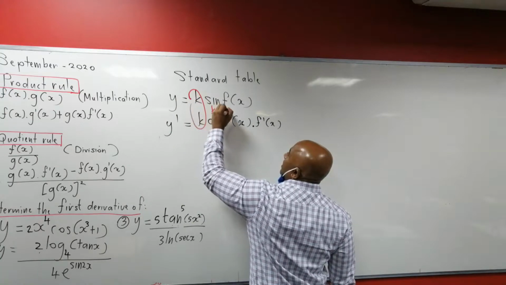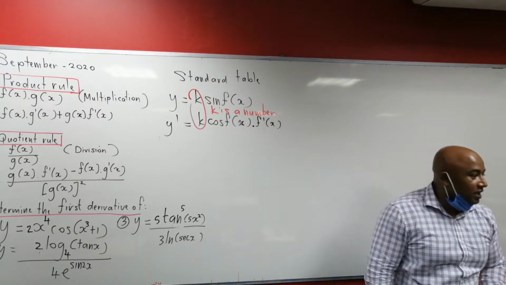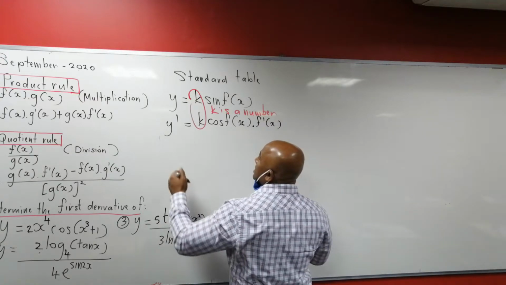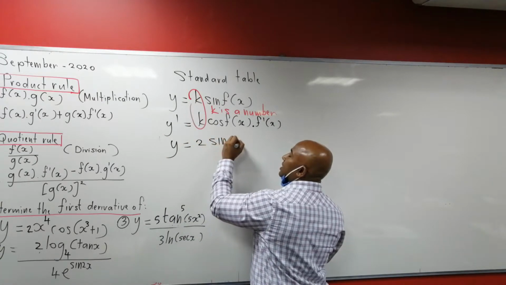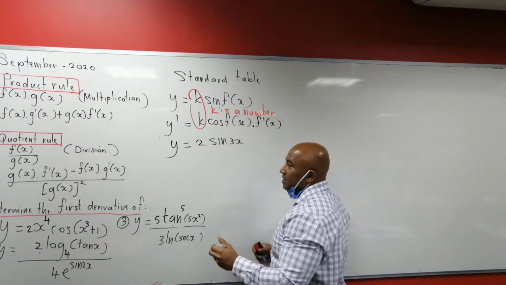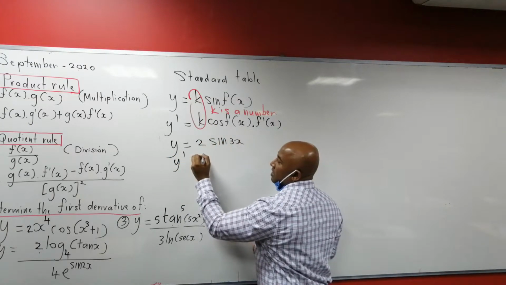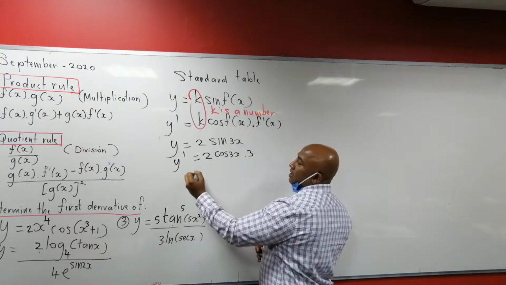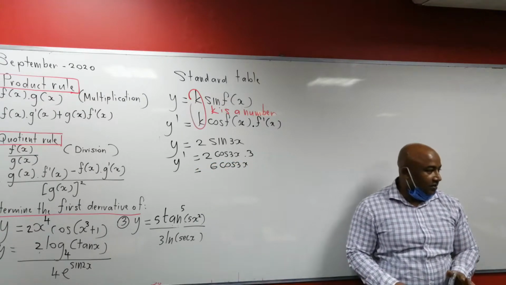And this only applies if k is a number. Right, k has to be a number in order to do this. Now, let's take an example. Let's say we got 2 sine 3x. So 2 is just a number being multiplied by sine 3x. The derivative here is k cos f of x times f prime x. So it'll be 2 cos 3x times the derivative of 3x, which is 3, and then you get 6 cos 3x. You could do that easily.